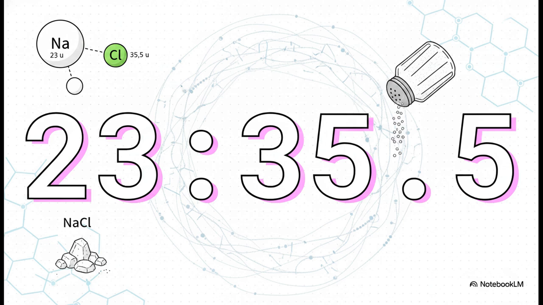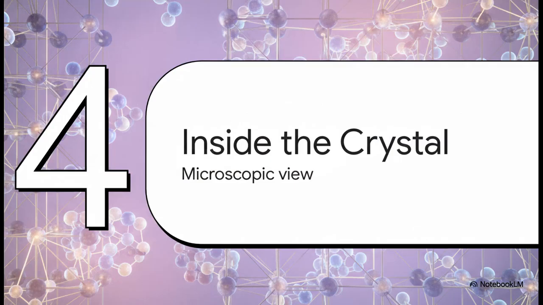Grab a grain of salt from literally anywhere in the world, and 23 mass units of sodium will always combine with exactly 35.5 mass units of chlorine. This unbreakable mathematical rule of nature is called Proust's law, or the law of definite proportions. Section 4. Inside the crystal.